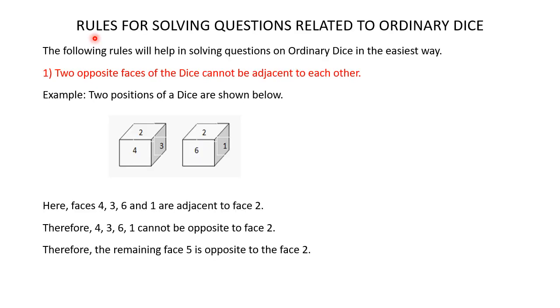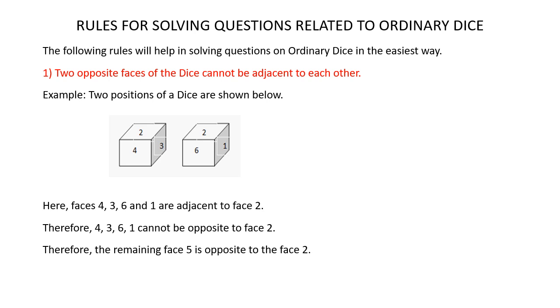Here are a few rules for solving questions related to ordinary dice. Remember these rules because they'll help in solving questions on ordinary dice in the easiest way. Rule number 1. Two opposite faces of the dice cannot be adjacent to each other.